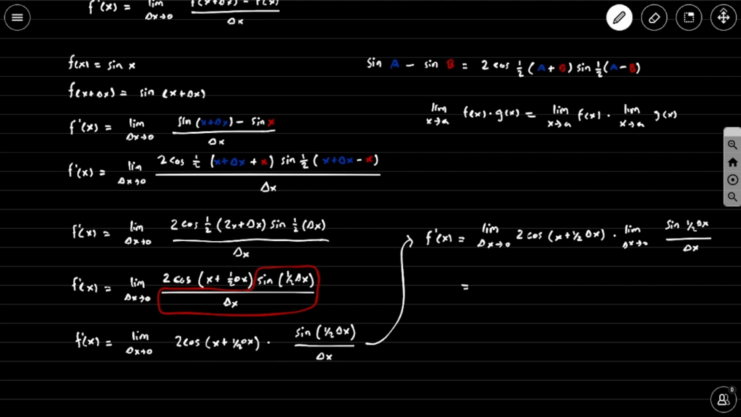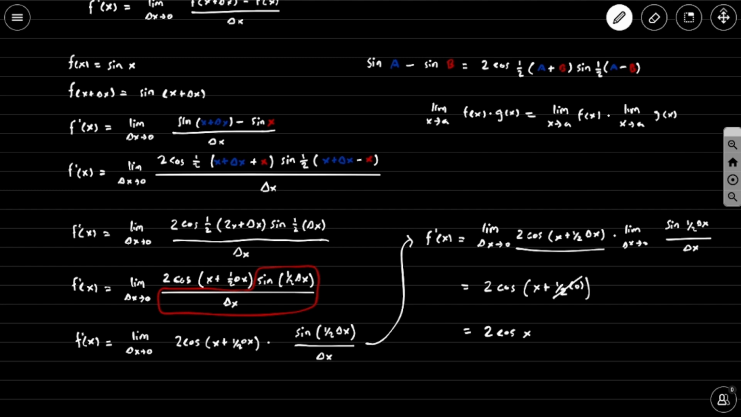Now we're going to compute the limit of our first function by doing direct substitution where delta x equals 0. So we have 2 times cosine of x plus half of 0, which is just 0, so we can cancel this. So now we have 2 times cosine x.